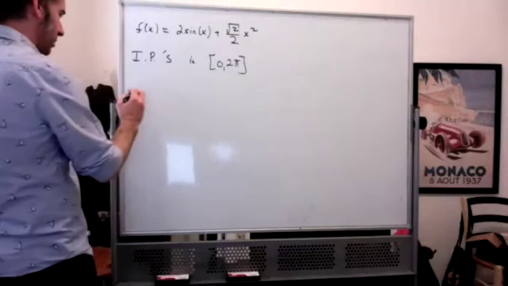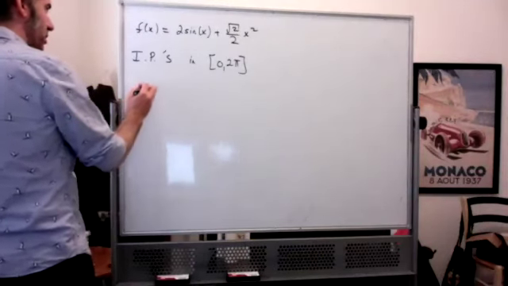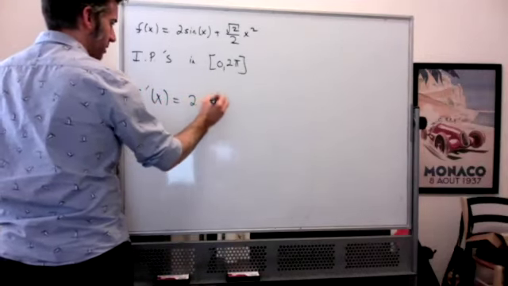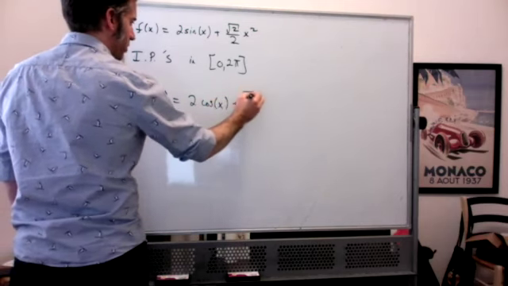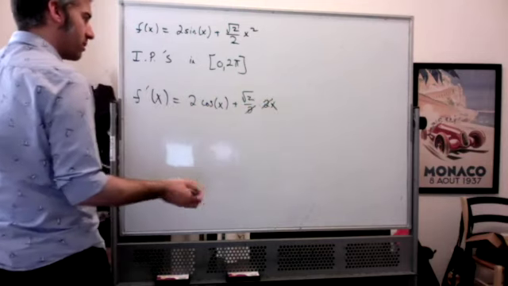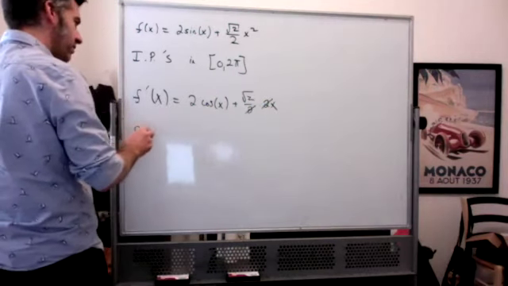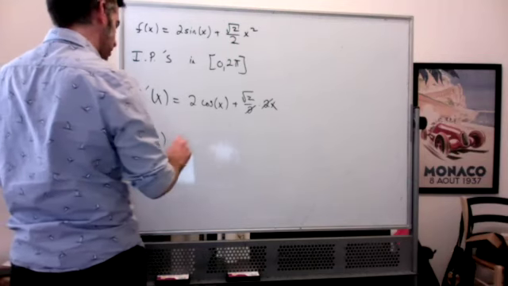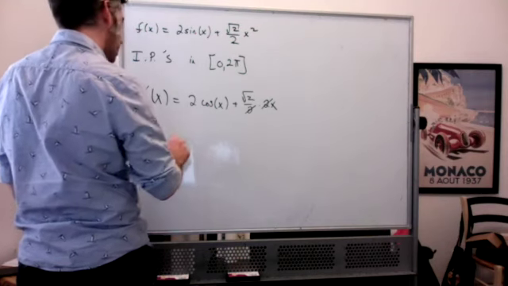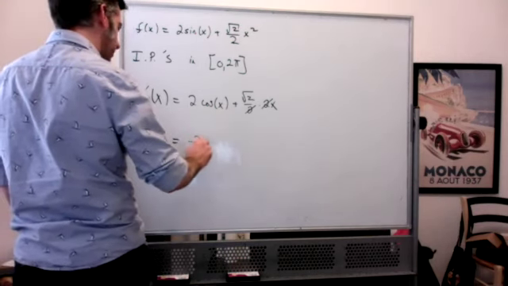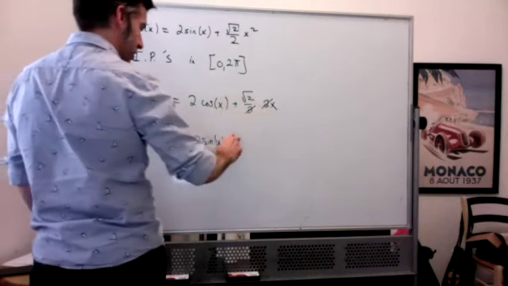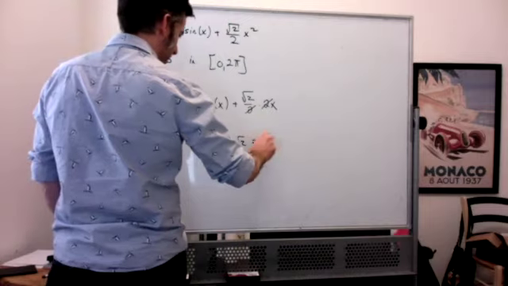To find the inflection points, we have to find the second derivative. Here's my first derivative: 2 times cosine of x plus the square root of 2 over 2 times 2x. The 2's cancel. And then my second derivative is going to be, derivative of 2 cosine x is negative 2 sine of x, and the derivative of the square root of 2 times x is just the square root of 2. And we're going to set that equal to 0.